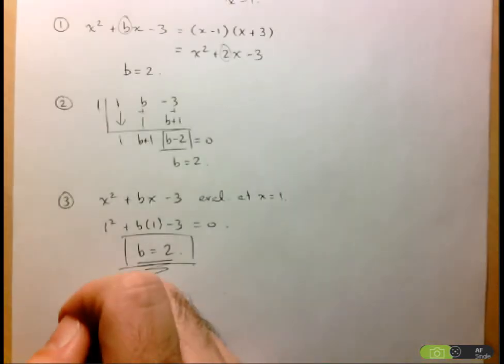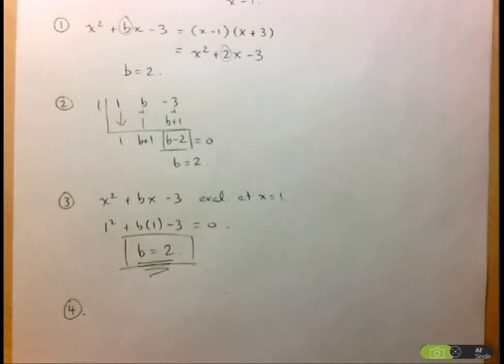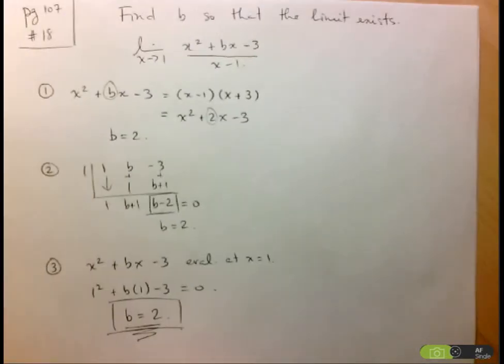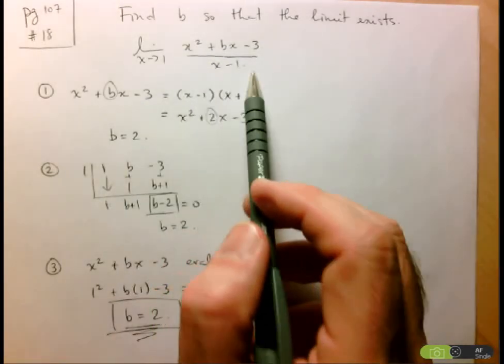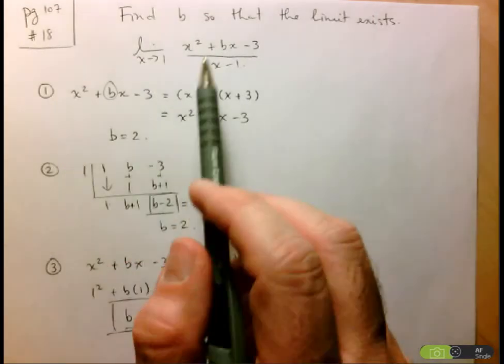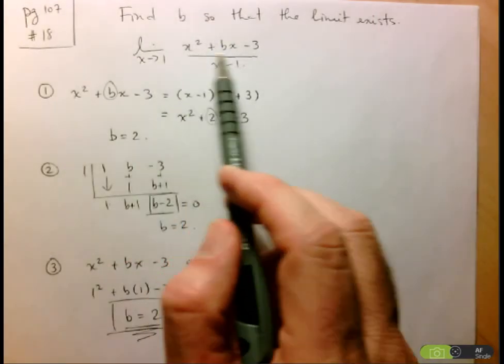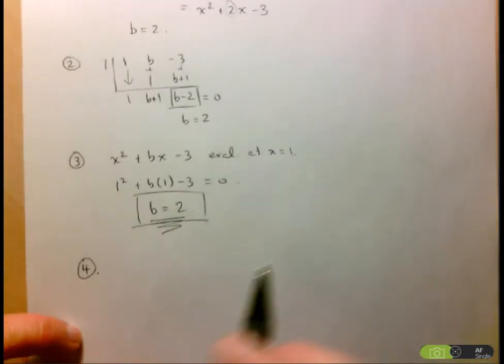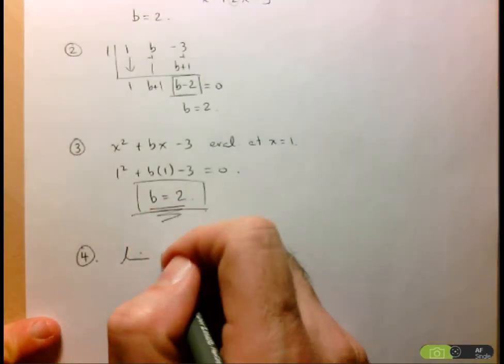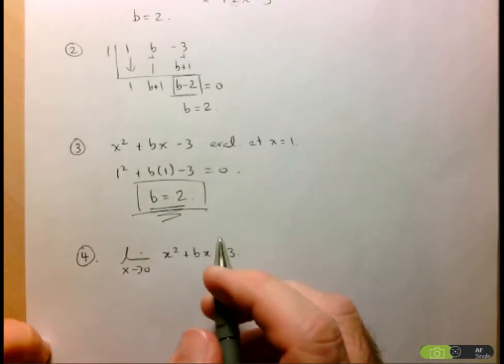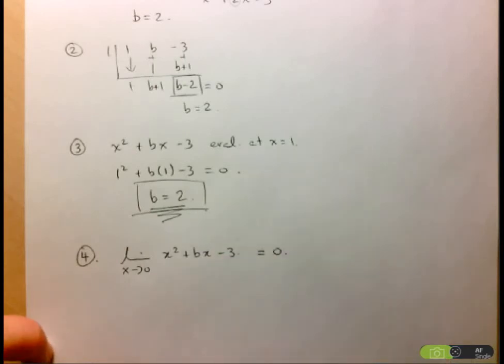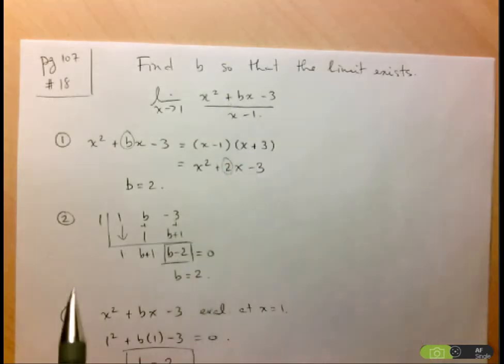Now let's use a fourth solution to this same problem, and this is probably the most calculus of these solutions. Because the denominator is approaching 0 as x approaches 1, the only way for this limit to exist is if the numerator is also approaching 0. In other words, I need the limit of x squared plus bx minus 3 as x approaches 1 to also be equal to 0. Because the only way for this limit to exist is if I have an indeterminate form.